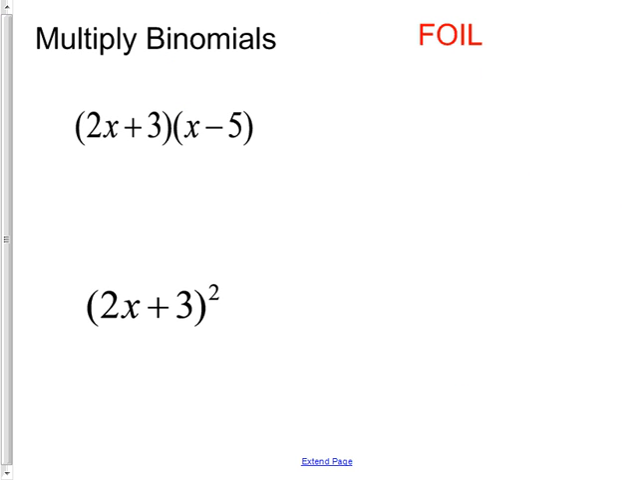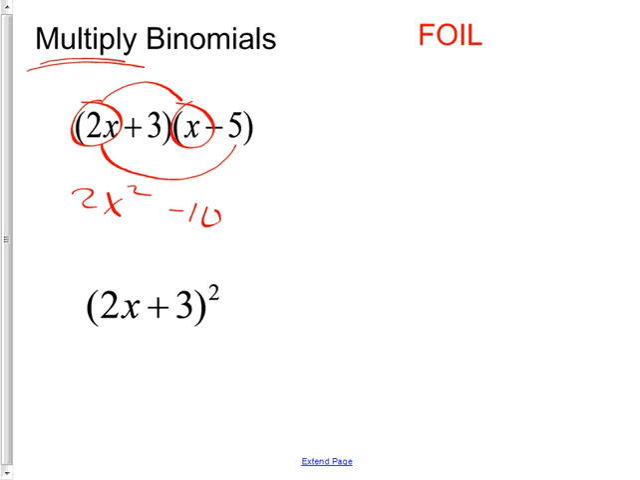All right, multiplying binomials out. FOIL. Remember that first, outside, inside, last? Does that ring a bell? Okay, I'm going to multiply this by this. That's my first. 2x times x makes 2x squared. Outside. Those are the two outside terms: 2x and negative 5. What's 2x times negative 5? Remember, this is a multiply problem. 2x times negative 5 is negative 10.